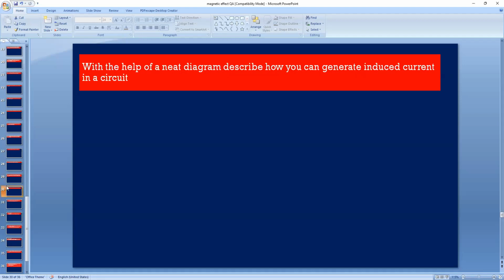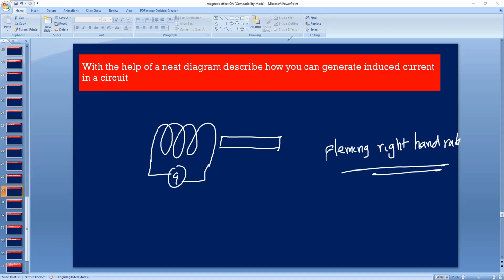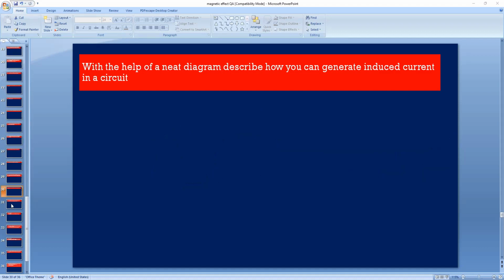Next, with the help of a neat diagram, describe how you can generate induced current in a circuit. For this, take a solenoid connected to a galvanometer, and a bar magnet. Whenever mechanical energy is applied, electrical energy is identified through the galvanometer. As per Fleming's right hand rule, we identify the induced current. Next question.